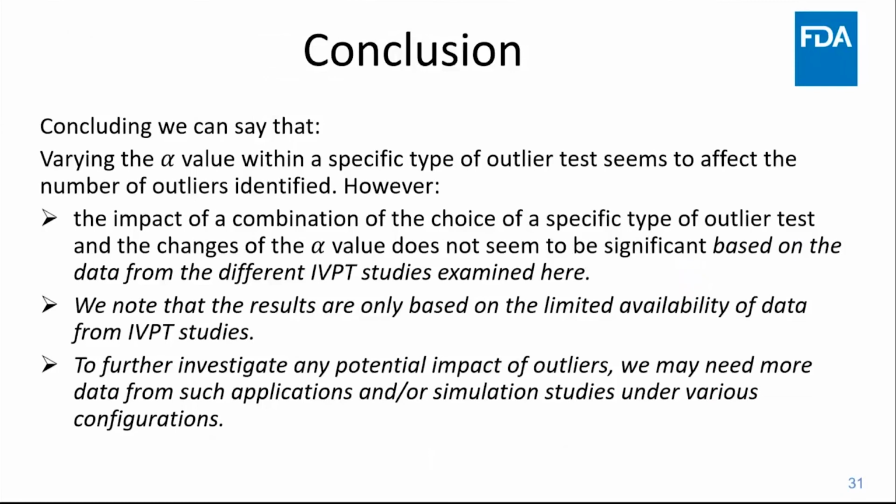As a conclusion, we could say that varying the alpha value within a specific outlier test seems to affect the number of outliers identified. However, the impact of the combination of the choice of a specific type of outlier test and changes in the alpha value does not seem to be significant based on the data from the different IVPT studies that we have examined. We note, however, that the results are only based on the limited data available for these IVPT studies, and we need to further investigate the potential impact of outliers. So we need more applications, more such data sets, and simulated data sets based on them.